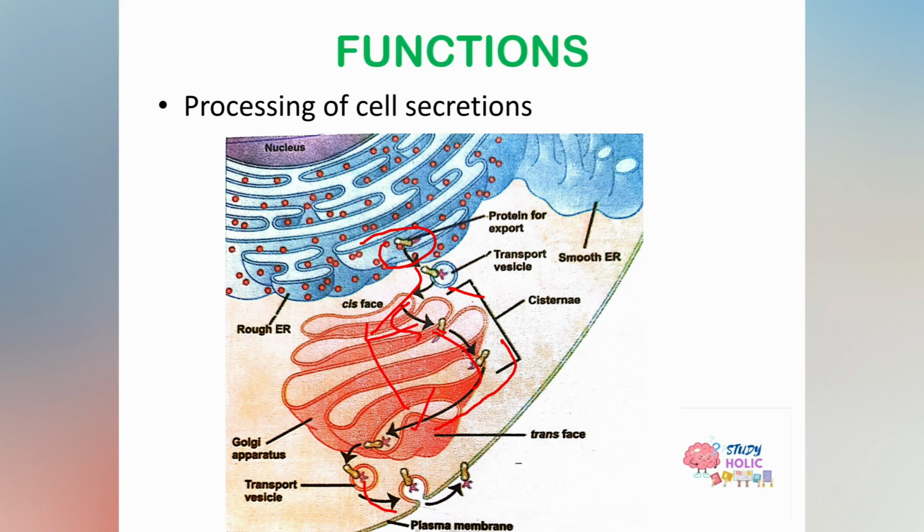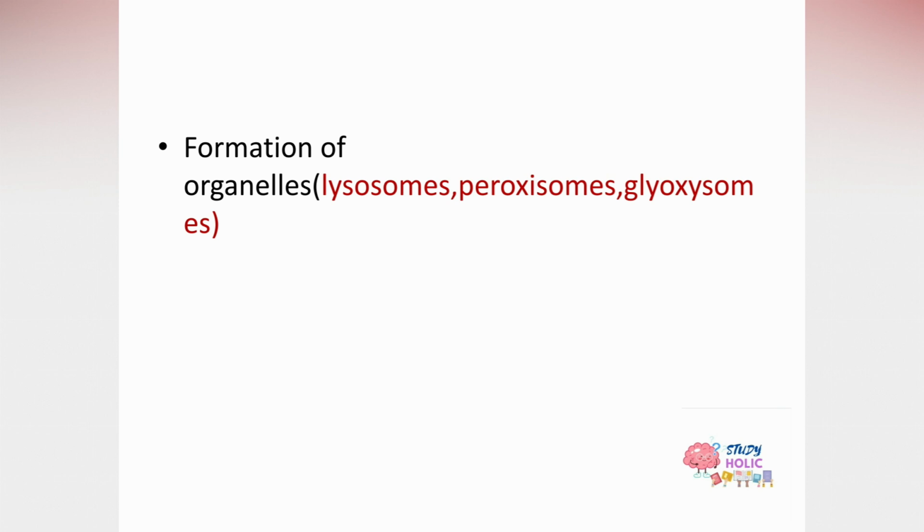So let's talk about the next functions of the Golgi complex, but this was the main function and you should know this diagram has also been taken from the book. You can easily understand. The next function is formation of organelles. The Golgi complex is also responsible for the formation of organelles that we'll be discussing in the next lecture, that are lysosomes, peroxisomes, and glycosomes.